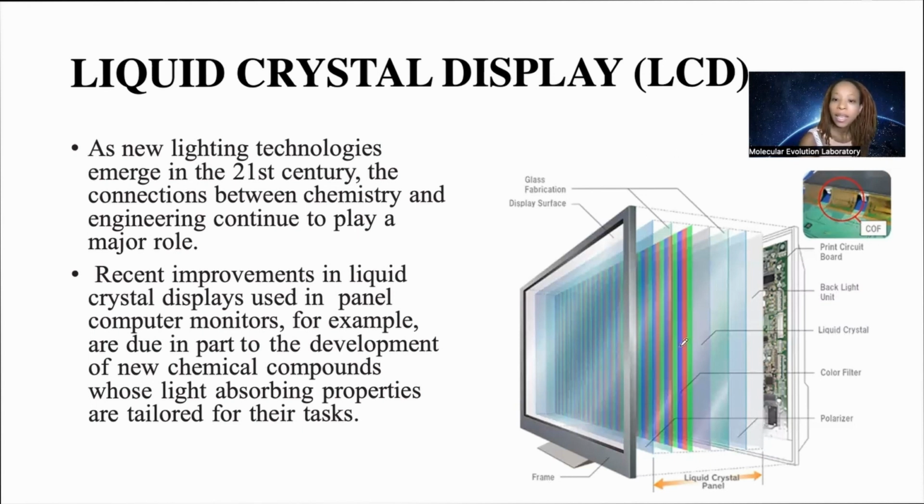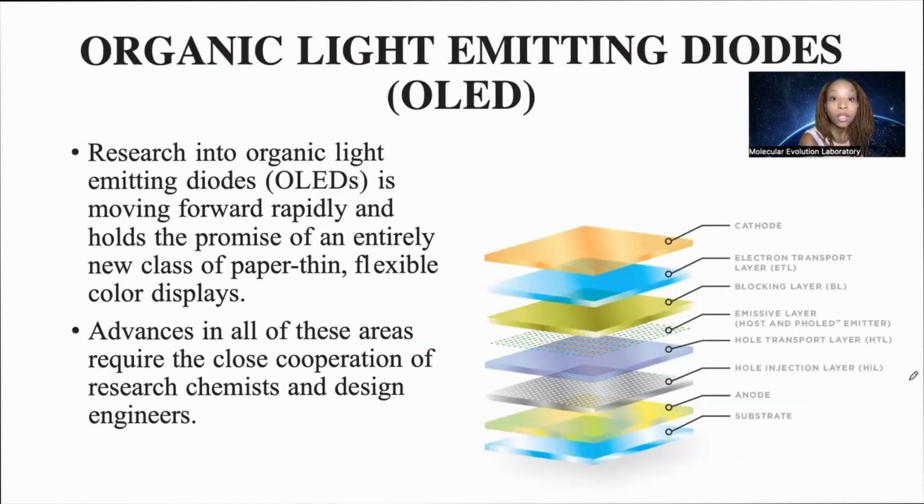So this is basically an example of what a liquid crystal display looks like. A flat panel display does not really emit light directly, but basically uses a backlight reflector to produce images in colors or monochrome. Also have organic light emitting diodes, which is also relatively new.